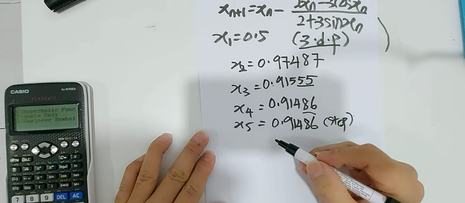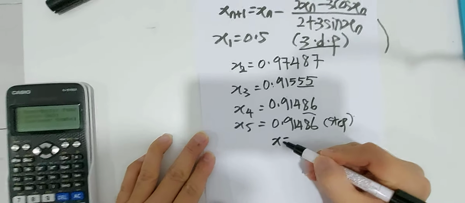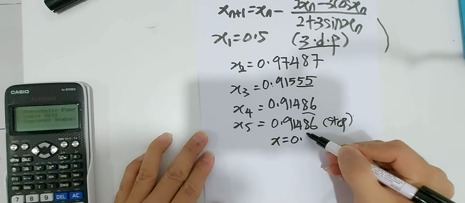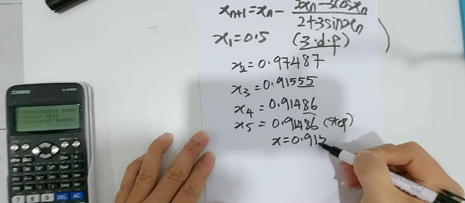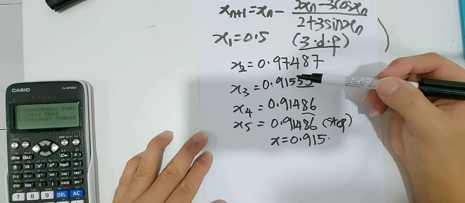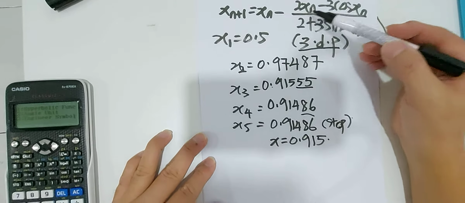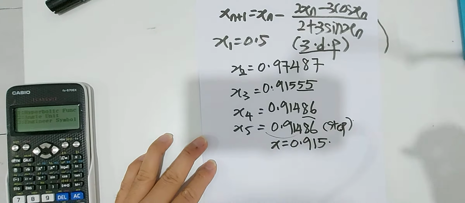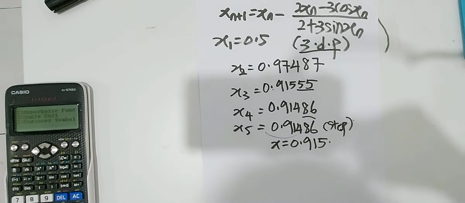So the root of this equation, by using the calculator, we know will be 0.915. This just helps us avoid substituting many times by hand. Okay, let's see how to write this in your steps.